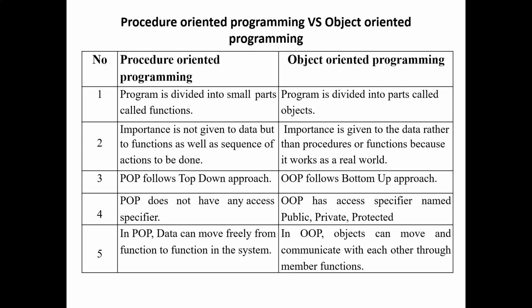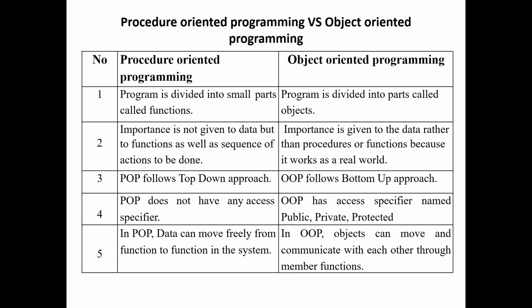So let us see the next difference. Importance is not given to data, but it is given to functions in procedure oriented programming language, while in object oriented programming language the focus is more on data than function. Procedure oriented programming language follows a top down approach, meaning it starts from the top of the main method and goes to the bottom, while in object oriented programming language it is a bottom up approach, meaning all the classes and objects and their functionality are getting called.